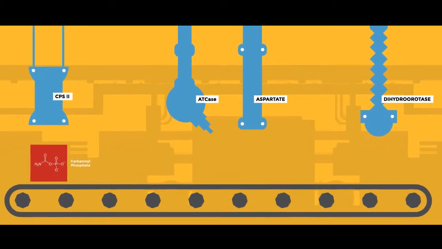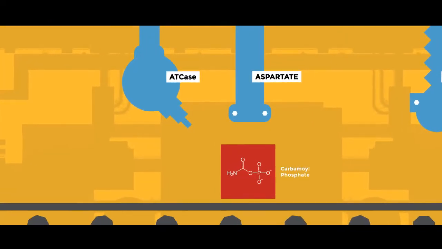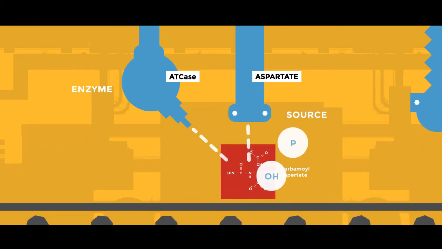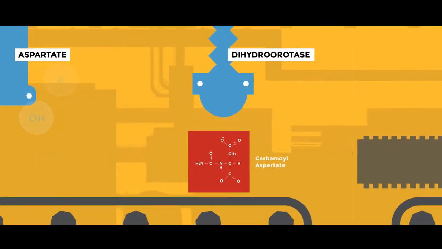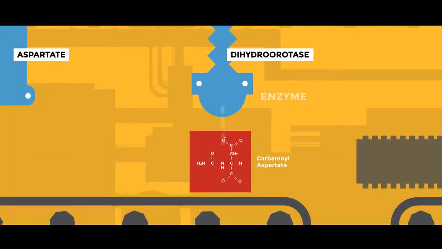In our next step, we form carbamoyl aspartate from carbamoyl phosphate. We have our enzyme aspartate transcarbamylase or ATCase, which will condense aspartate, which will donate carbon 4, carbon 5, carbon 6, and nitrogen 1 in the formation of the pyrimidine ring. Carbamoyl aspartate is then converted to dihydroorotate or DHO through dihydroorotase, closing the pyrimidine ring and releasing water in its ionized form.